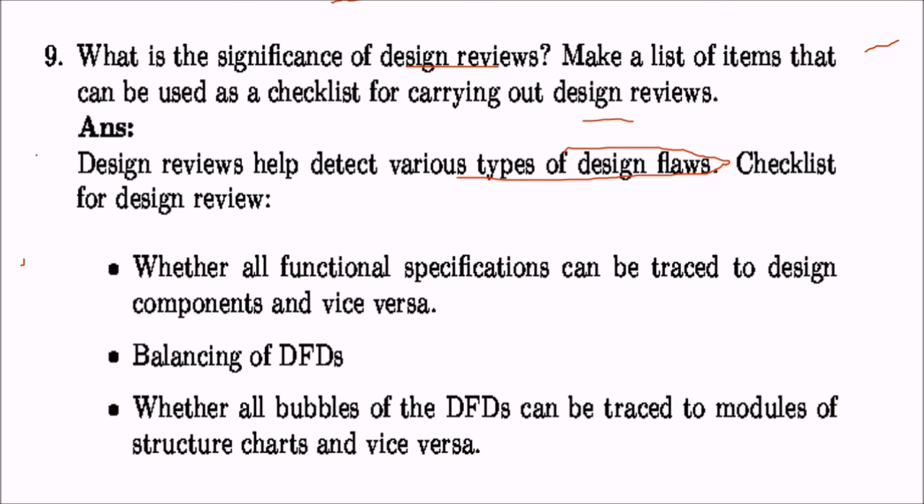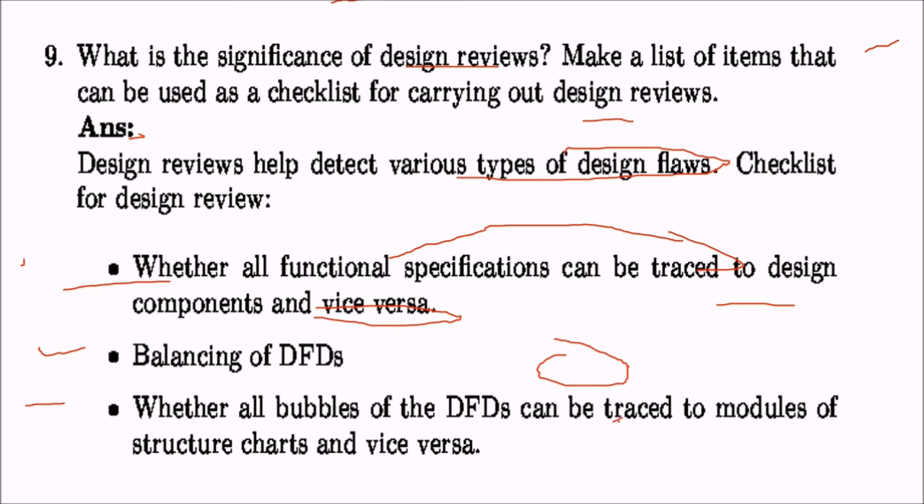What can be the checklist of a design review? We can see whether all function specifications can be traced to design components and vice versa. Okay, function specification traceability has to be there, in a single sentence. Balancing of DFDs can be a point in design review, and whether all the bubbles in these DFDs can be traced to the modules of the structure chart and vice versa.